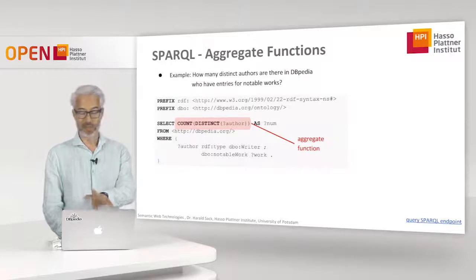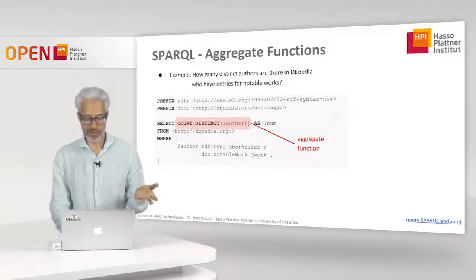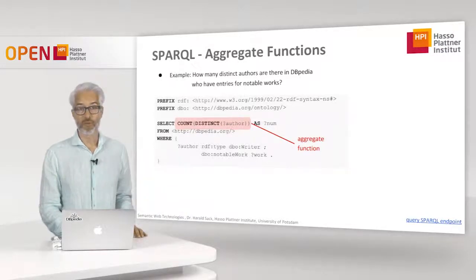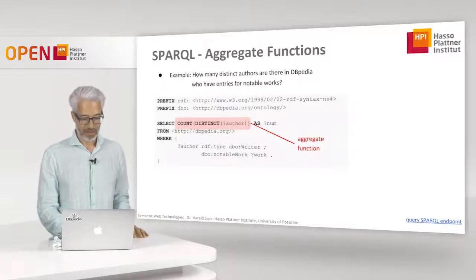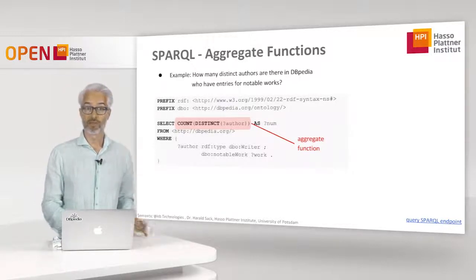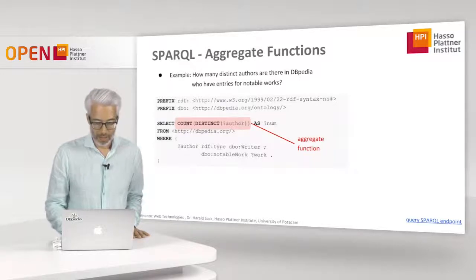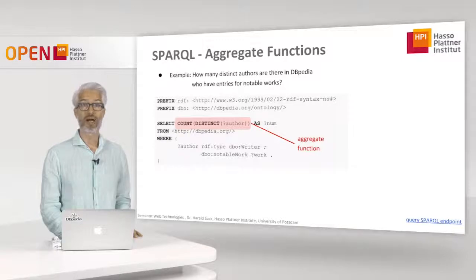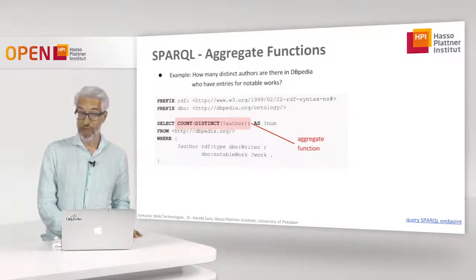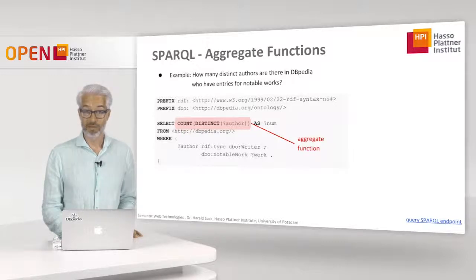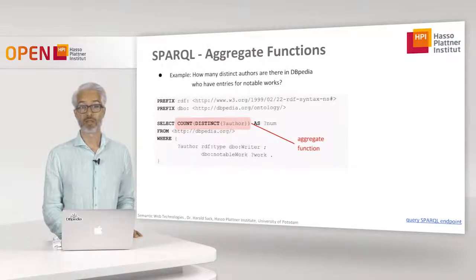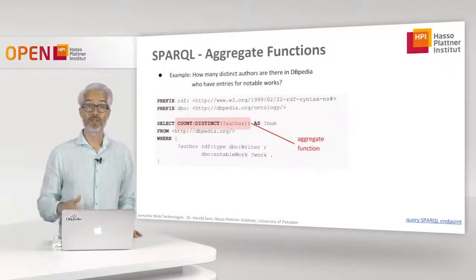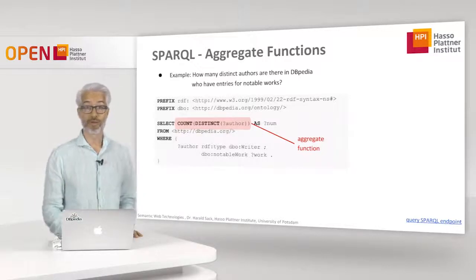First, let's look at the where clause. We're looking for authors, which means the variable author should be of type DBO writer. And then we say the author should have a notable work. So the property is DBO notable work, and the variable we are looking for is the work. Okay, but we are only interested in the author in the end. So what we do here is count the number of authors, and to exclude duplicates, we use the keyword distinct. With the keyword distinct within the count aggregate function, you simply refer to distinct author names.